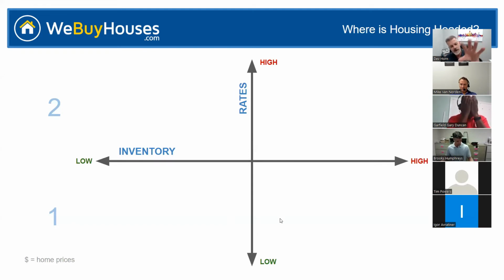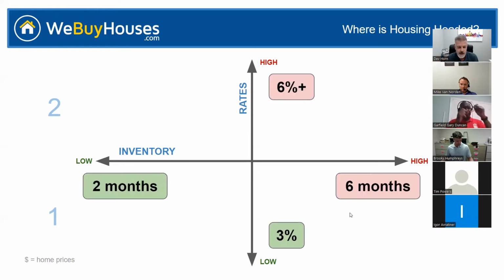So I think in our world, rates, whether they're low or high, have an impact. Inventory, whether it's low or high, has an impact. And I think it's like this right now. We were at a 3% interest rate. We could be headed to a 6% or higher interest rate. And that's going to change our world, right? It's going to push us into a different reality.